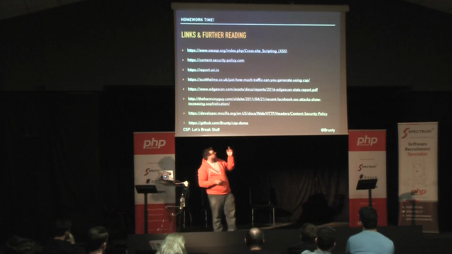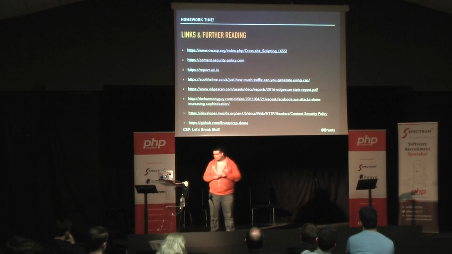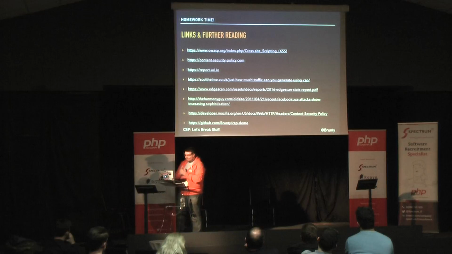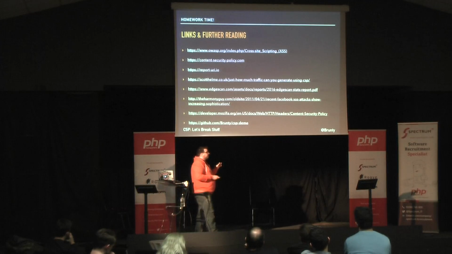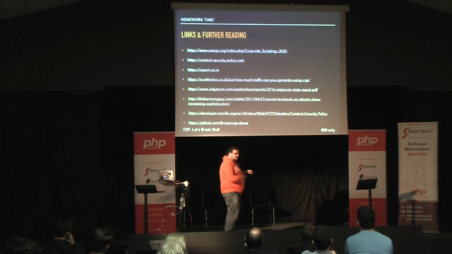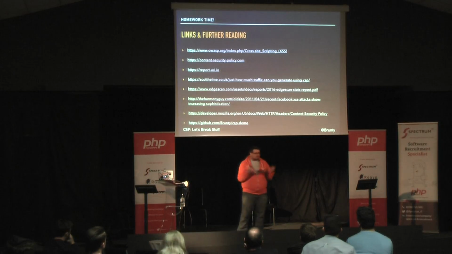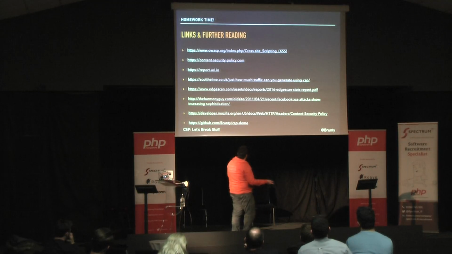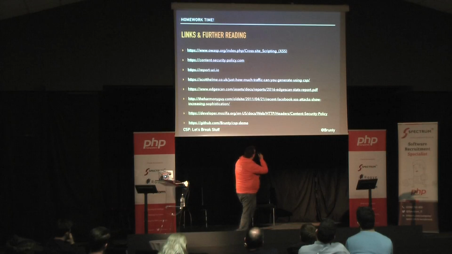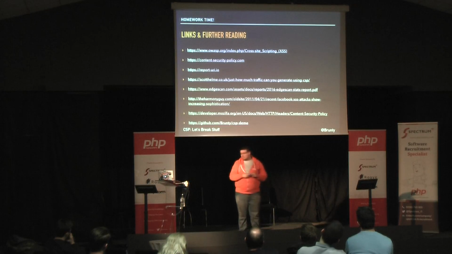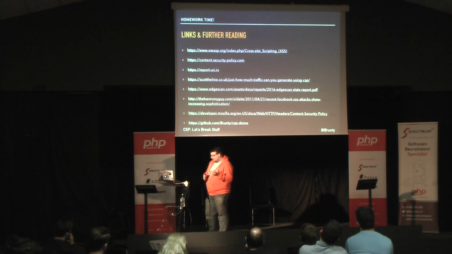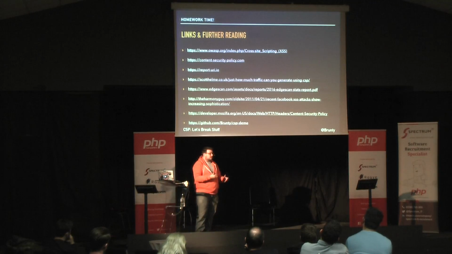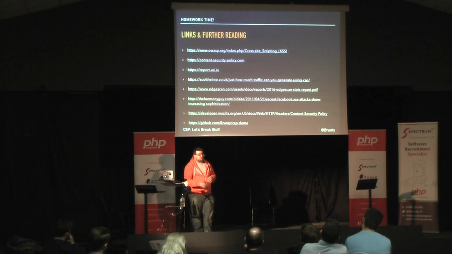Here's some links and further reading. There's a whole list of those. That's your homework. Don't hate me for it. But really, there's a lot of really good stuff there. The OWASP guide is one of the first places to start for this. XSS is part of the OWASP top 10, so go read that. ContentSecurityPolicy.com contains directives to help you do this. ReportURI.io is a website to help you deal with reporting. It's also got a content security policy generator.